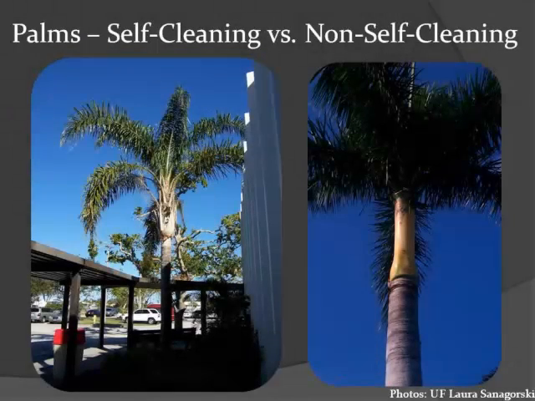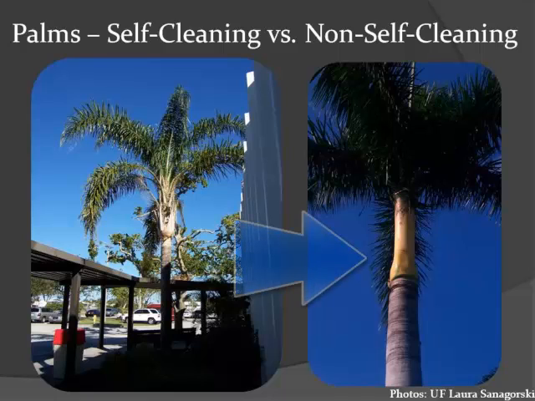Palms can be described as self-cleaning or non-self-cleaning. Palms that have fronds with tightly clasping leaf bases have what we refer to as a crown shaft, which is the smooth area that you see in the foxtail palm on the right. Palms with this smooth crown shaft are referred to as self-cleaning because their older leaves fall off on their own. And this is an important aspect to consider in terms of maintenance.